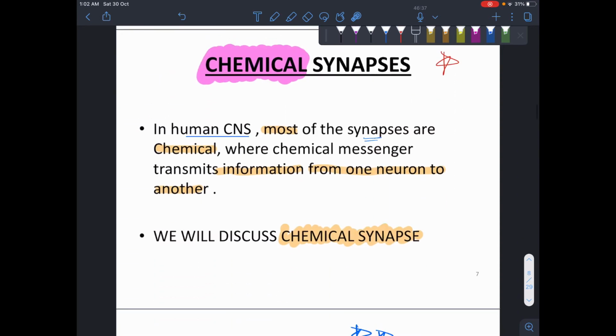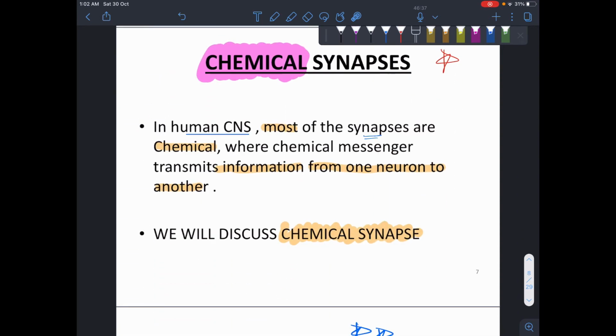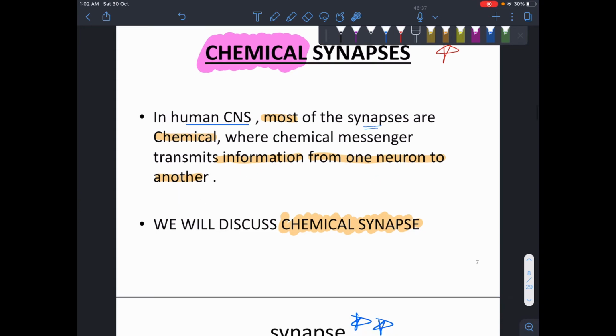We're gonna focus on the chemical synapse because it's the most common in human beings. In humans, in the CNS, most of these synapses are chemical. It's always chemical, most of the time. So information from one neuron to another goes through chemical synapse.